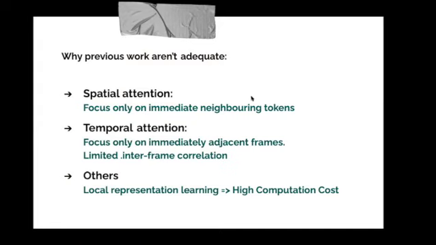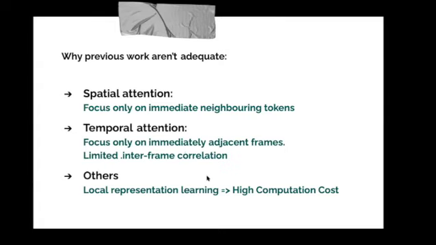So it can be attributed to spatial attention. It focuses like 3D convolution, just 3D convolution models. It focuses only on neighboring tokens, but temporal attention takes care of adjacent frames, but not all the entities in the same frame.